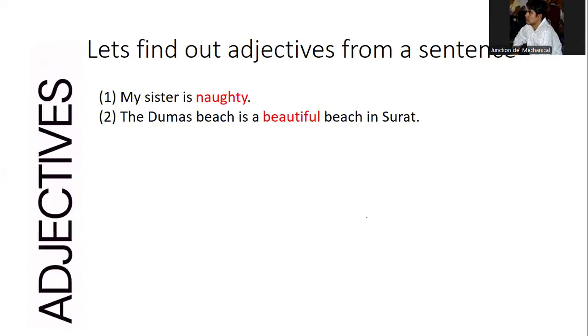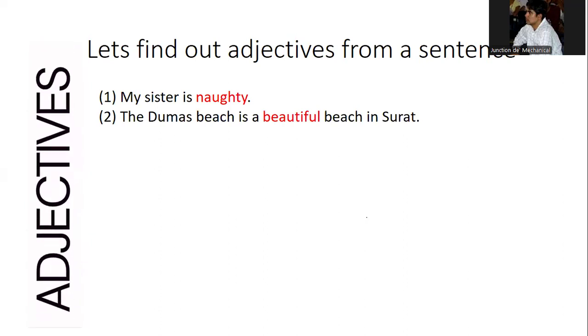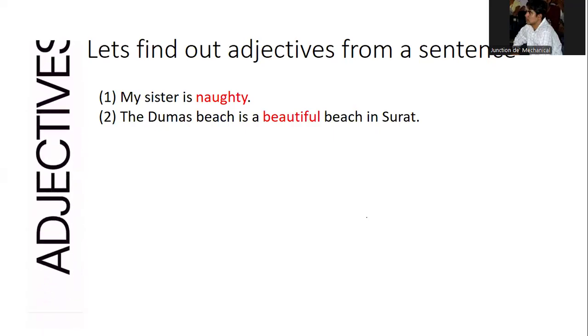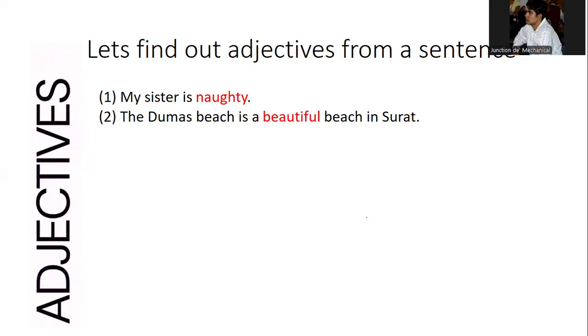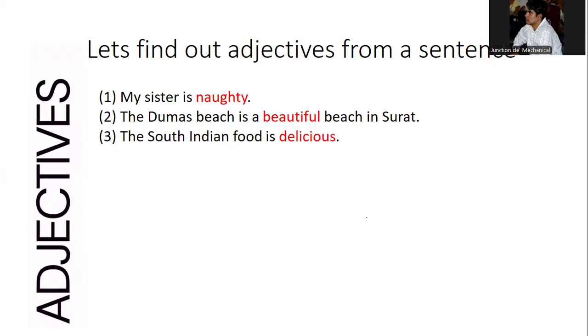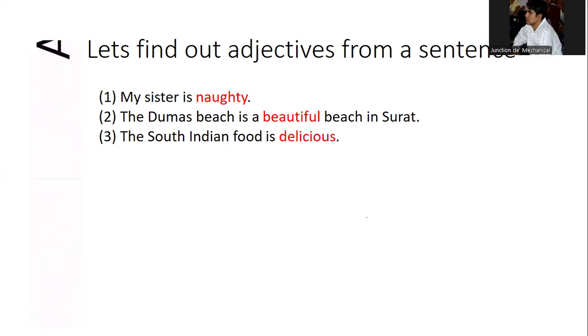Now, there's a beach called Dumas Beach. So, Surat is also a noun. Dumas Beach is also a noun. But what kind of a beach is it? I need more description regarding the noun. Then I can say that the beach is beautiful. So, beautiful is an adjective. South Indian food is delicious.